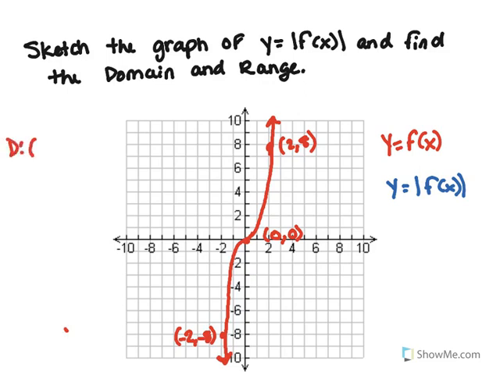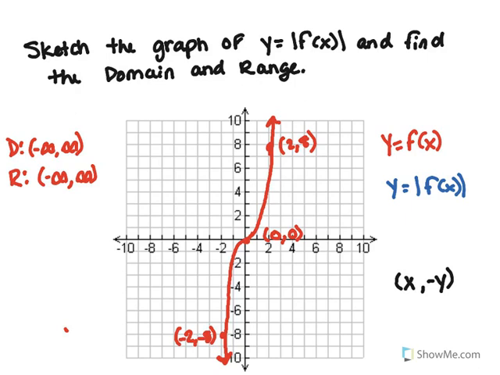The domain would be -infinity to infinity, and the range of this function would also be -infinity to infinity. Now let's use our rule from the last part. We're going to take every x-coordinate and keep it the same, and every y-coordinate and do the negative of it if it is below the y-axis.